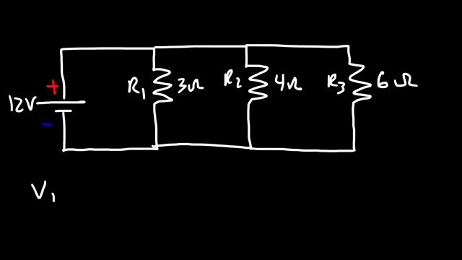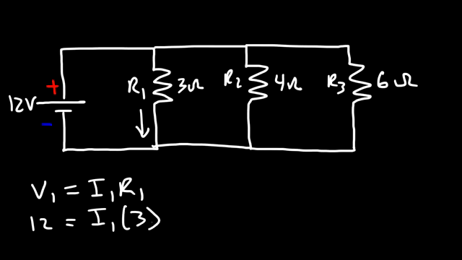So we can use this formula. V1 is equal to I1 times R1. Remember, in a parallel circuit, the voltage across the resistors connected in parallel is the same. But in a series circuit, the current flowing in the resistors that are connected in series will be the same. In this case, V1 is 12 because we have 12 volts connected across R1. To find the current flowing through this resistor, we need to use that formula. R1 is 3, so the current is going to be 12 divided by 3. So we have a current of 4 amps flowing through R1.